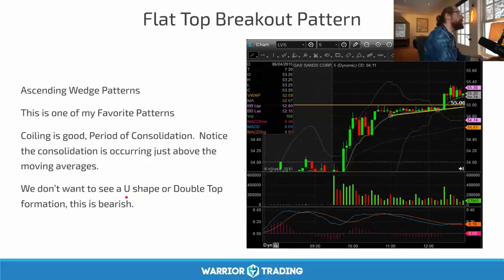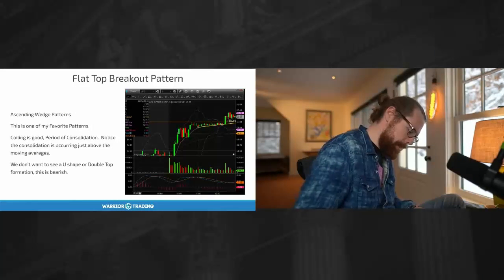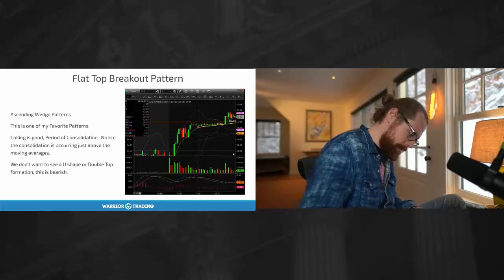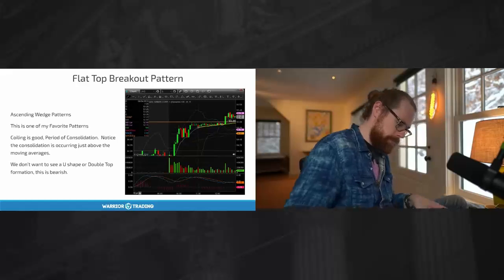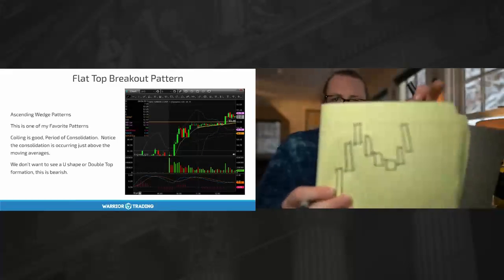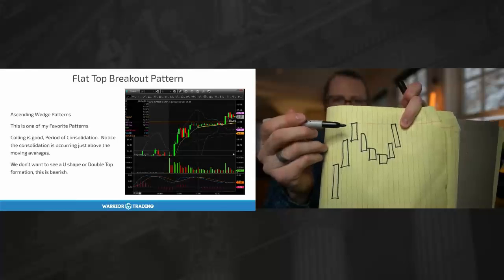What we don't want to see is a U shape or a double top. That's bearish. So what does that mean? When you have a stock that squeezes up quickly, let me just do a little note drawing here. So I'm going to draw for you the double top. All right, so stock squeezes up like this, then pulls back, pulls back, pulls back. So this right here at this top level, that's a double top.